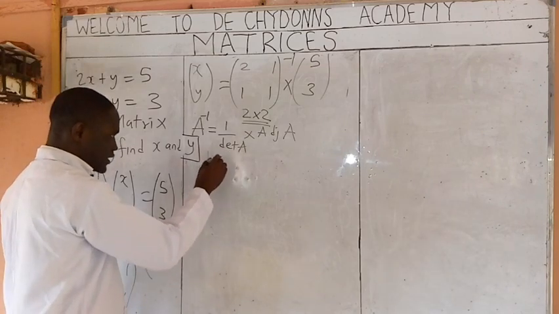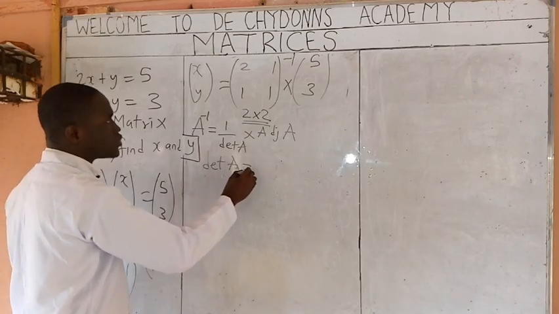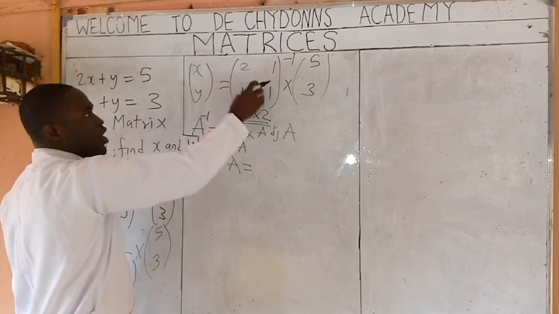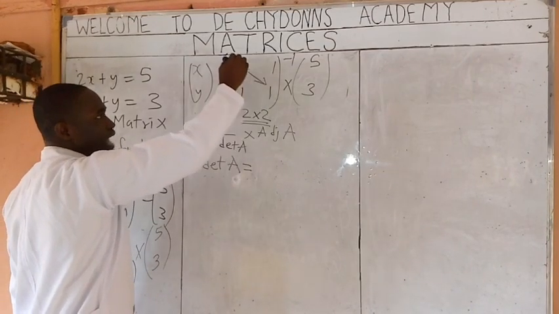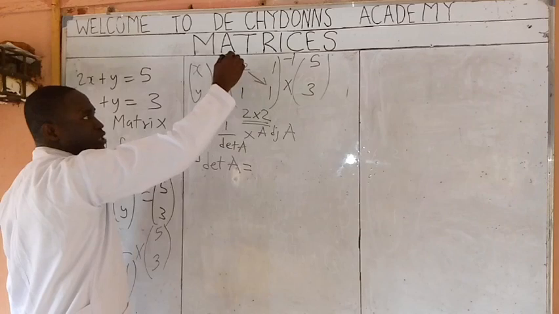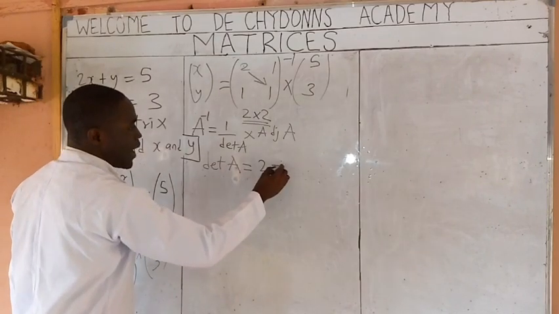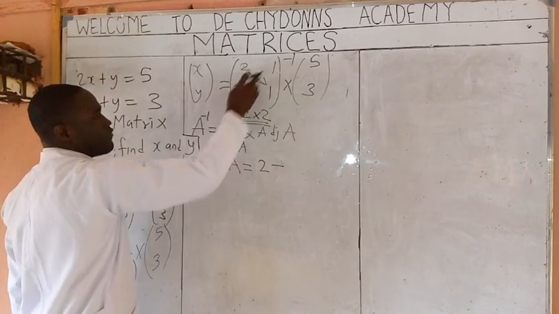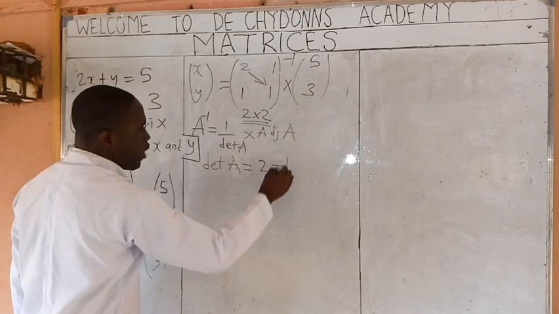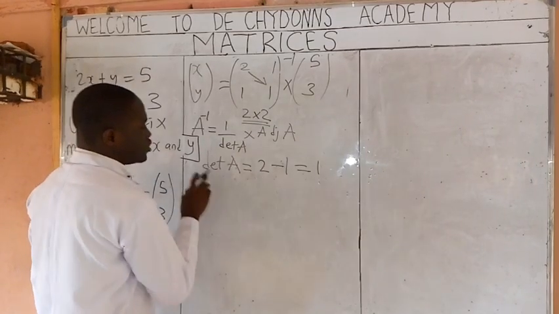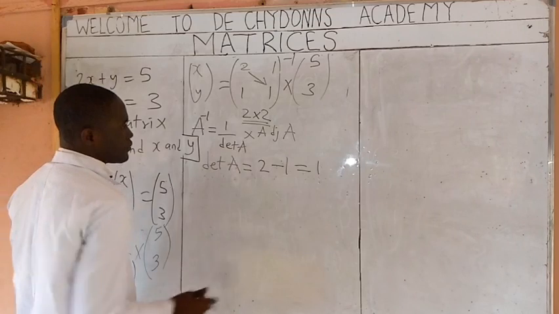You say determinant of matrix A equals to, get the product of the diagonal elements. This is the diagonal element. Multiply it: 2 times 1, 2, minus the product of the off diagonal elements, 1 times 1, 1. That will give you 1. You say the determinant of the matrix is 1.